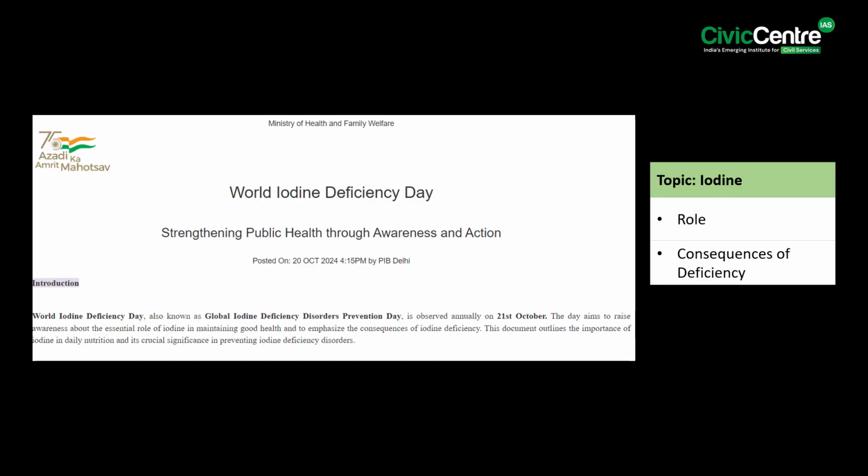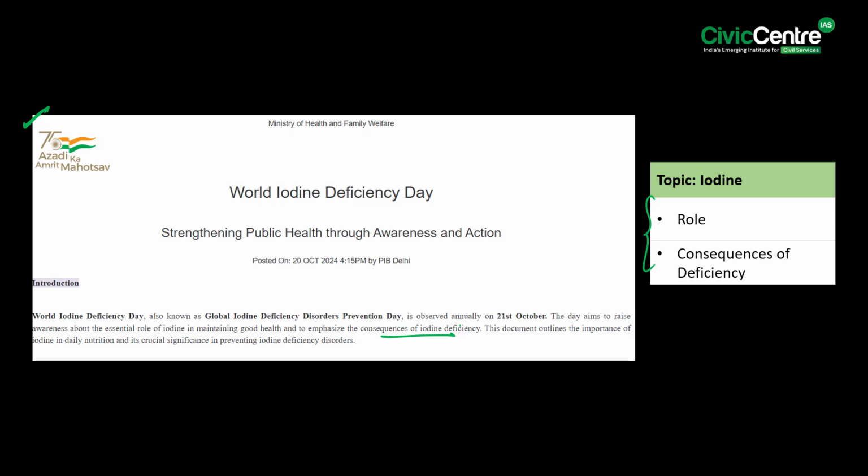The second article of the day says that the World Iodine Deficiency Day, also known as the Global Iodine Deficiency Disorders Prevention Day, is observed annually on 21st October. Know that the day aims to raise awareness about the essential role of iodine in maintaining good health and to emphasize the consequences of iodine deficiency.